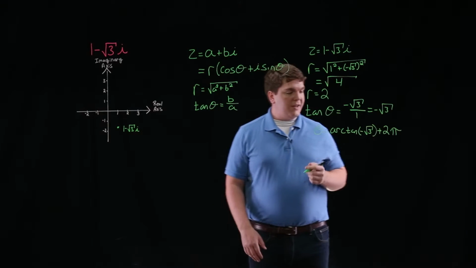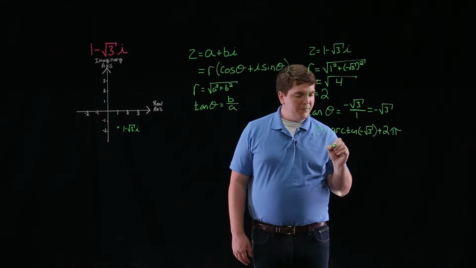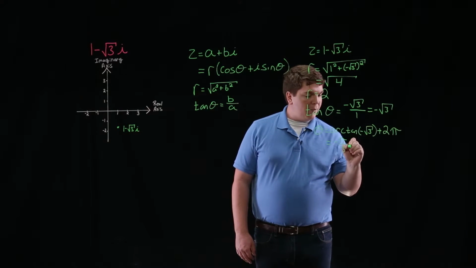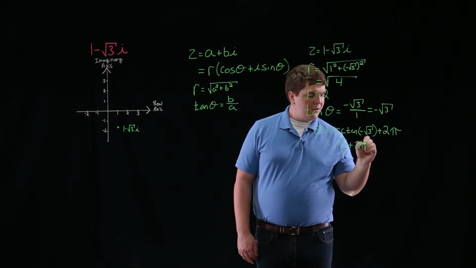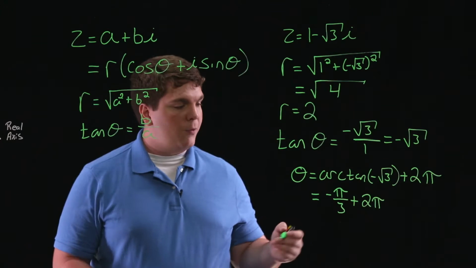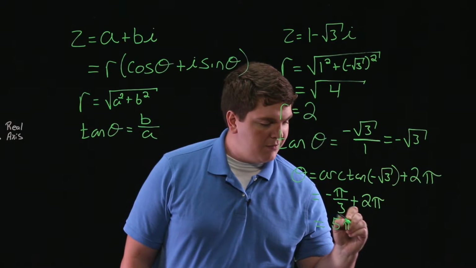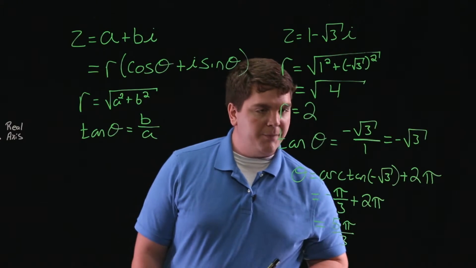And we have arctangent of negative square root of 3 is negative pi over 3. And we're adding 2 pi. And when we do this, we find that our argument is 5 pi divided by 3.